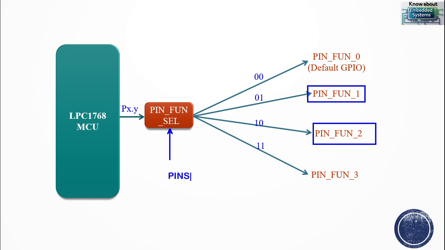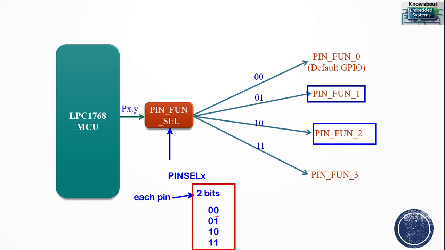For example, there will be a register called PINSEL X. PINSEL stands for pin function selection, and in this, 2 bits will be defined for each port pin. These 2 bits we have to configure as 00, 01, 10 and 11. Like this, we have to configure for each port pin.